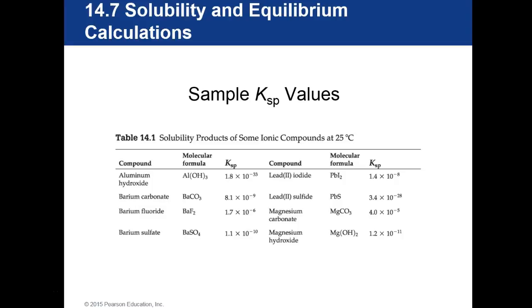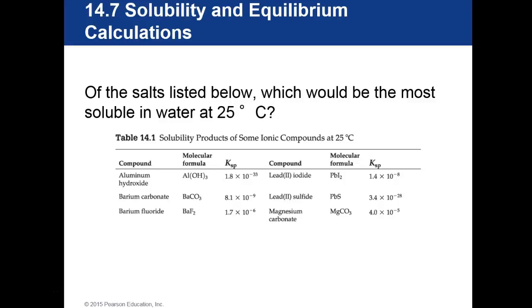So here's what I need you to know. The sample KSP values show their solubility at 25 degrees. We have all of the numbers next to it. I would never expect you to memorize these, but I do need you to know which ones would be more soluble than others based on their KSP. So here's an example. Of these salts all listed here, what would be the most soluble in water? Meaning that you could mix it in and it would dissolve.